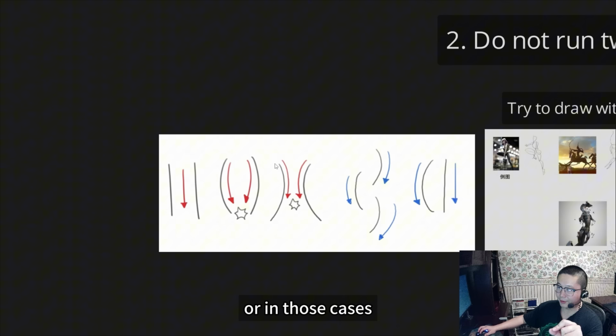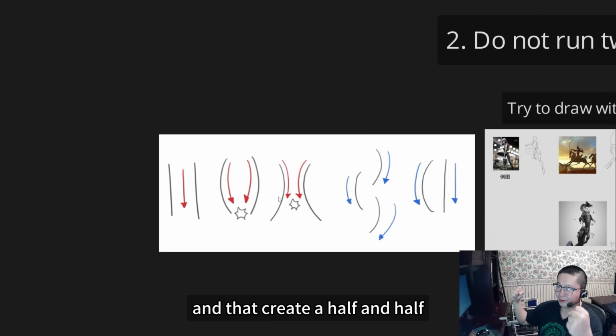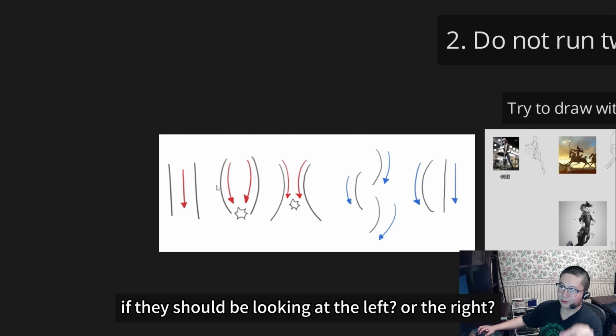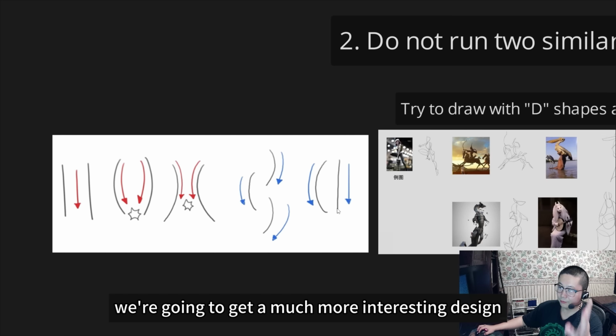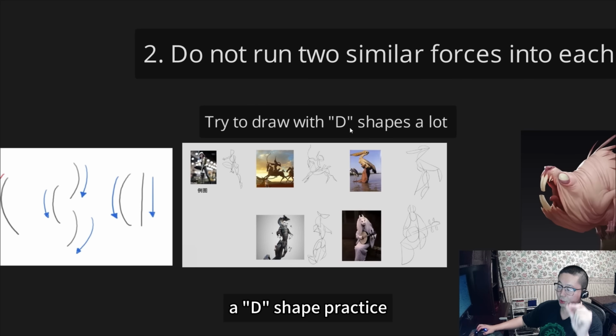Or in those cases, we have symmetrical shapes, and they're almost like two forces going against each other, and that creates a half and half visual design because our viewers will have a hard time to know if they should be looking at the left or the right. If we offset the design like this, or even better, curve versus straight, we're gonna get a much more interesting design. And that is why we should always start with a D-shape practice.